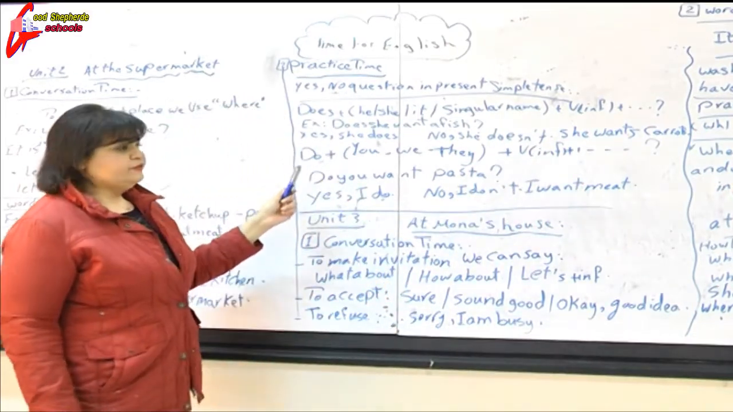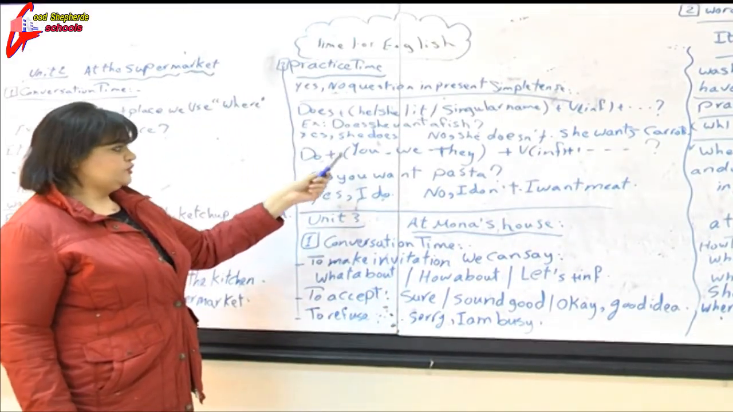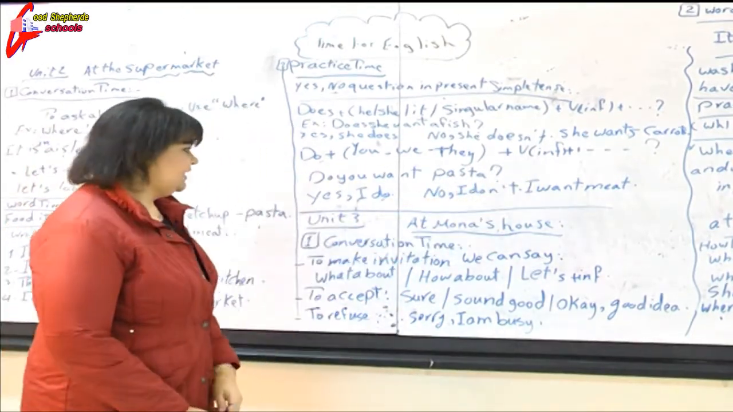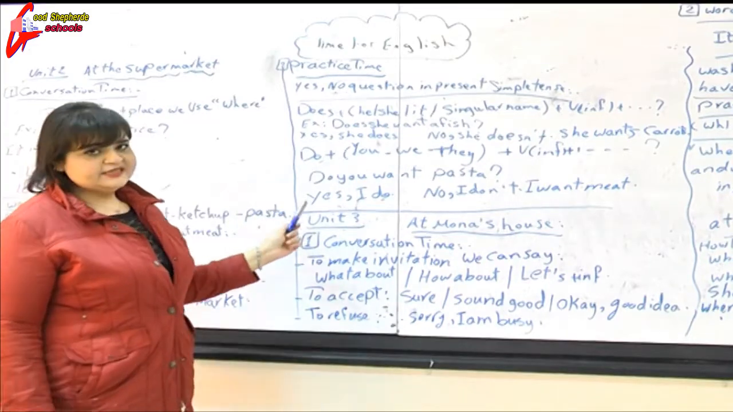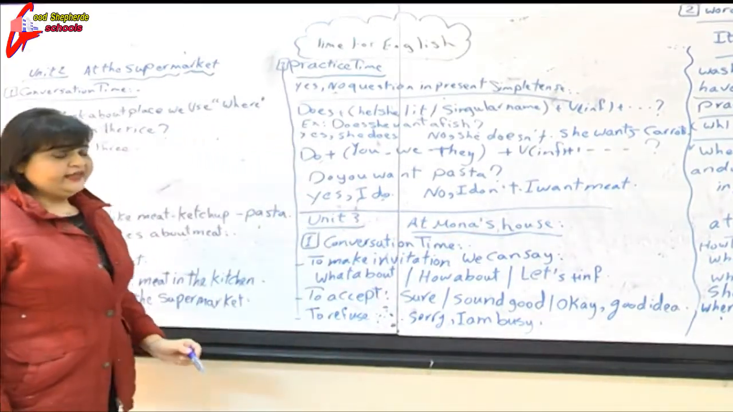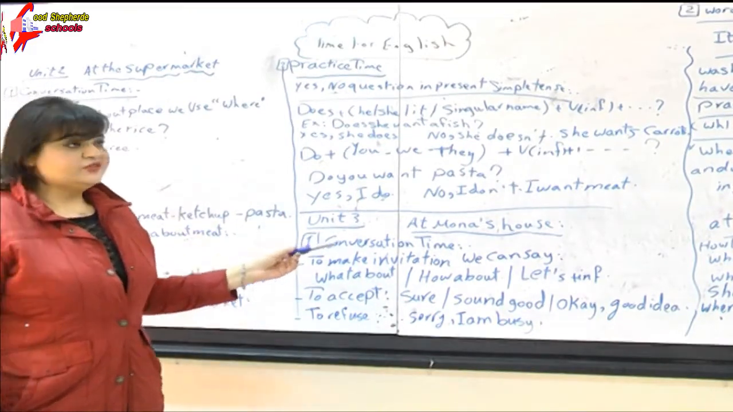With do, I use the pronouns you, we, or they, plus the verb in infinitive, plus the rest of the question. "Do you want pasta?" "Yes, I do," or "No, I don't, I want meat." Okay, let's move to Unit 3, At Mona's House.